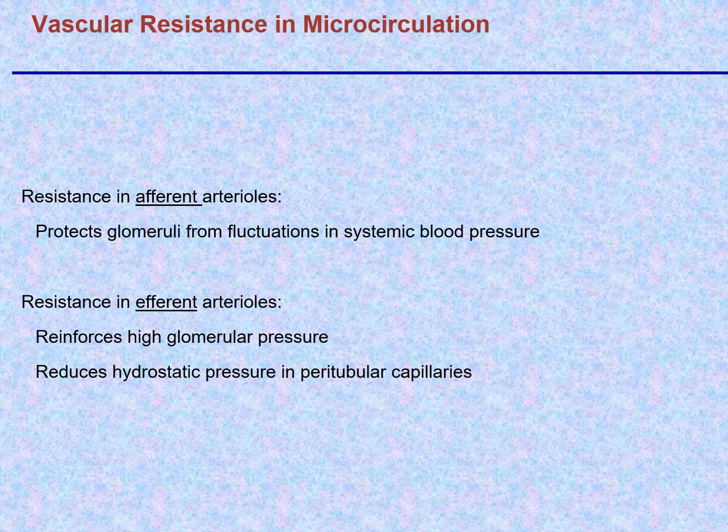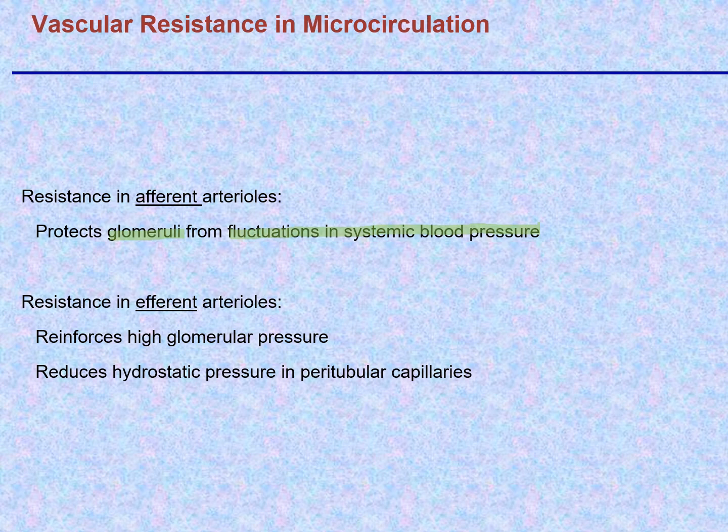Resistance to flow by vasodilation and vasoconstriction will protect the glomerulus from any changes in resistance to flow. Changes in the diameter of the afferent arterioles protect the glomerulus from any fluctuations in systemic blood pressure. Your systemic blood pressure is changing all the time as you stand up and lie down and run or exercise or bend over or contract your muscle.